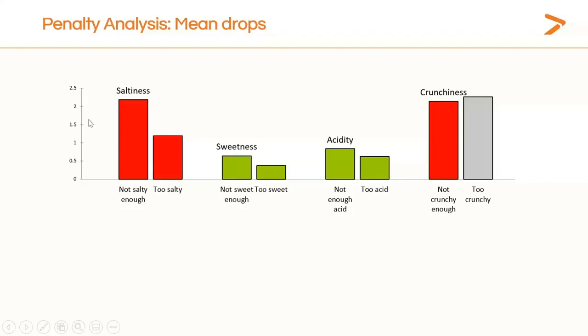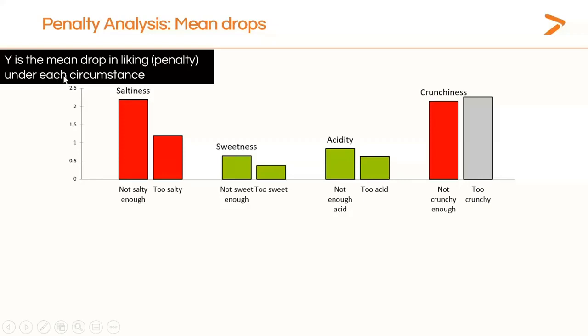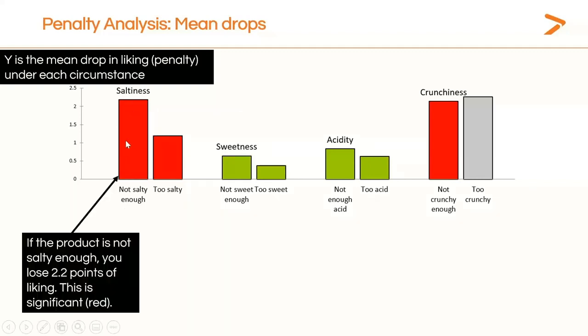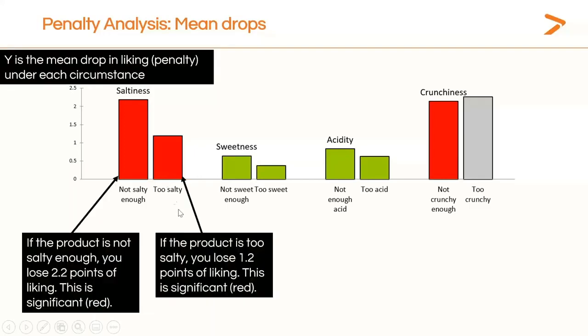What does the Y variable refer to? This is the mean drop in liking, or the penalty, under each circumstance. So it's very straightforward. Let me focus on this one. If the product is not salty enough, then you lose 2.2 points of liking. And the red color means that this is significant. So those 2.2 points of liking are significant. There's a statistical test behind. Same thing for too salty. If the product is way too salty, you lose 1.2 points of liking, and this is significant.